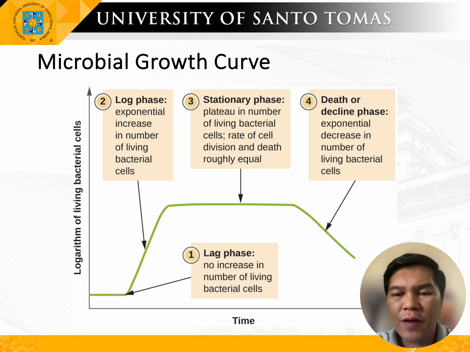For the death phase or the decline phase, there is an exponential decrease in the number of living organisms, which means that because of the amount of toxic substances and the decrease in the availability of nutrients in the media, the organisms will of course die, and in that case, they experience the death or decline phase.